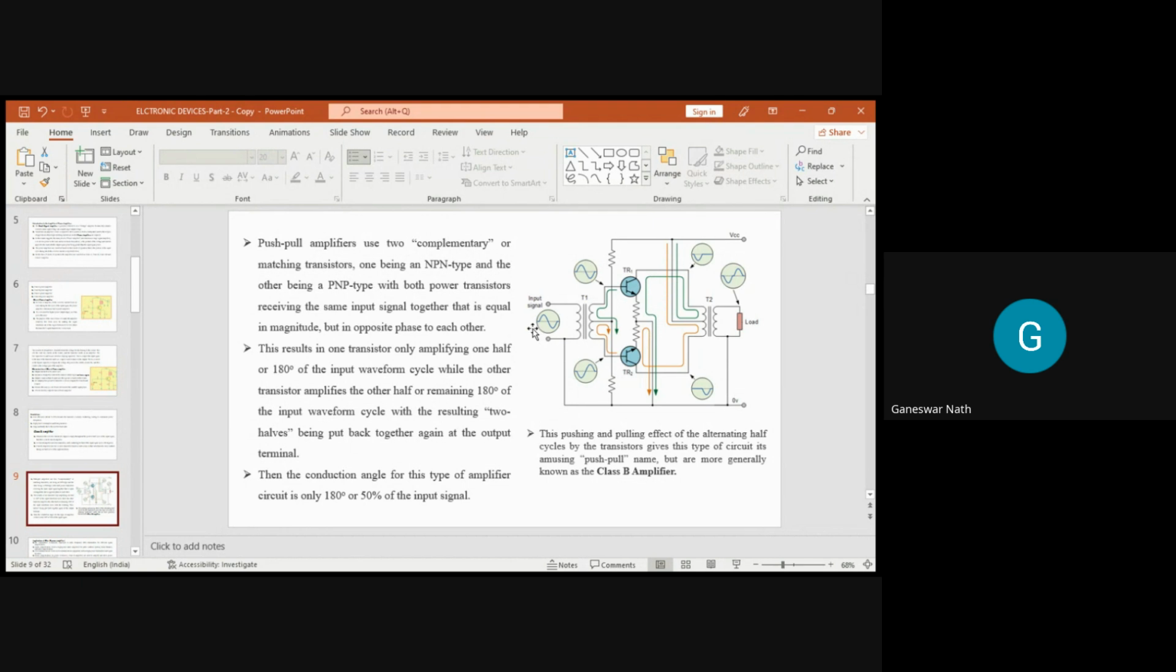You can see this is a complete input cycle, with the upper part positive and the lower part negative. So naturally, if this transistor operates for the positive half cycle, then the other transistor operates for the negative half cycle. When the negative half cycle operates, it produces an amplified positive half cycle here, and if the positive cycle operates, you can produce a negative cycle.